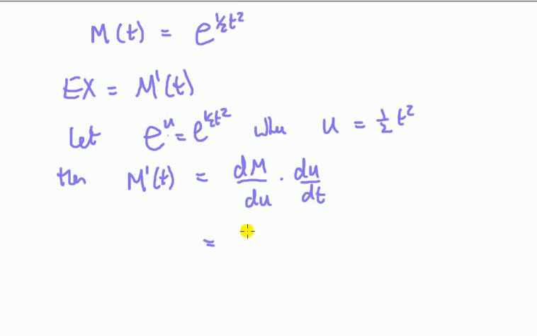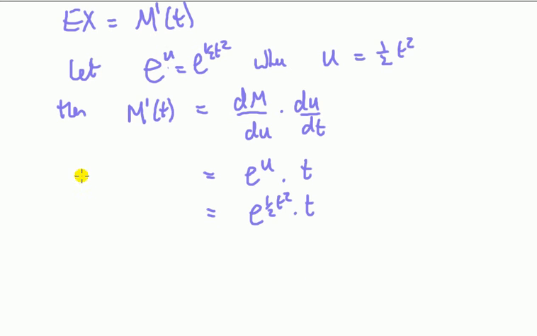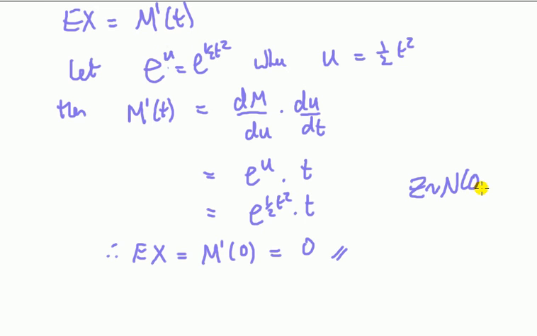And so what do we have? dM by du is e to the u. du by dt, bring down the 2, the 2's cancel with the half, so you get t. Substitute back for the u, that's e to the half t squared times t. Therefore, we can say that this first moment, which is equal to the first derivative of the moment generating function evaluated at 0, plug in zeros here, e to the power of 0 is 1, times 0, is 0, which is what you'd expect, because we already said that Z is normal, with mean 0 and variance 1.